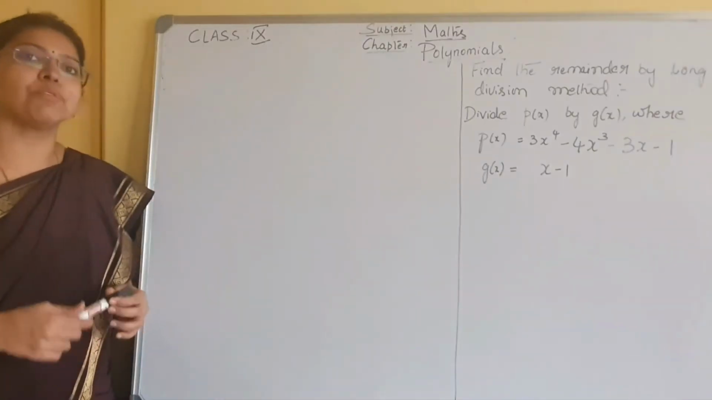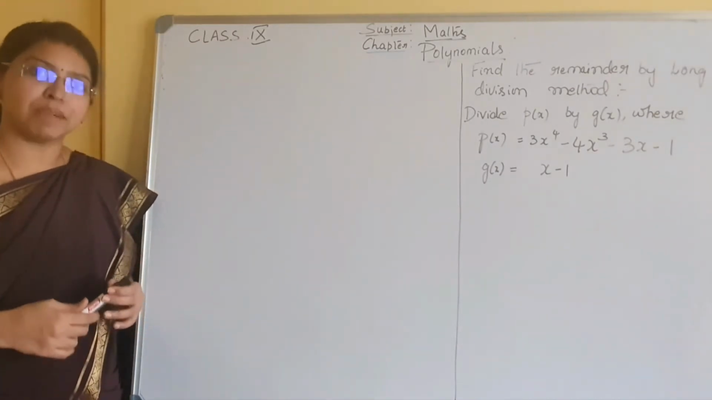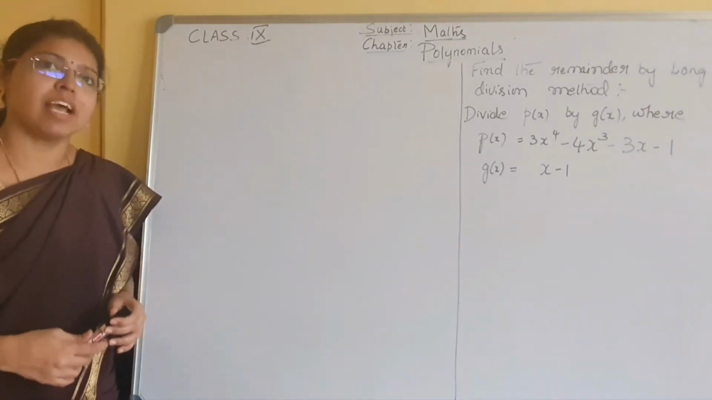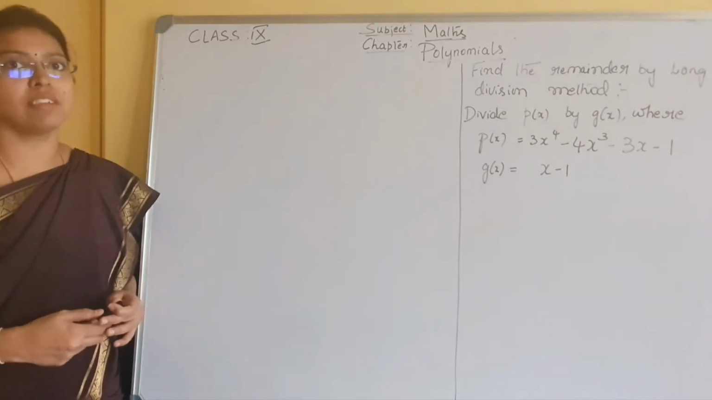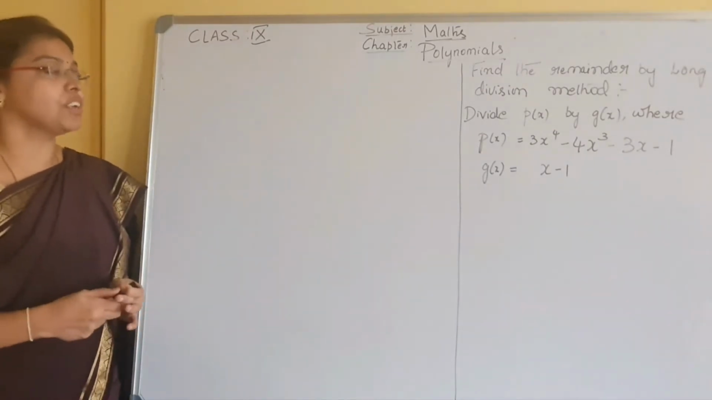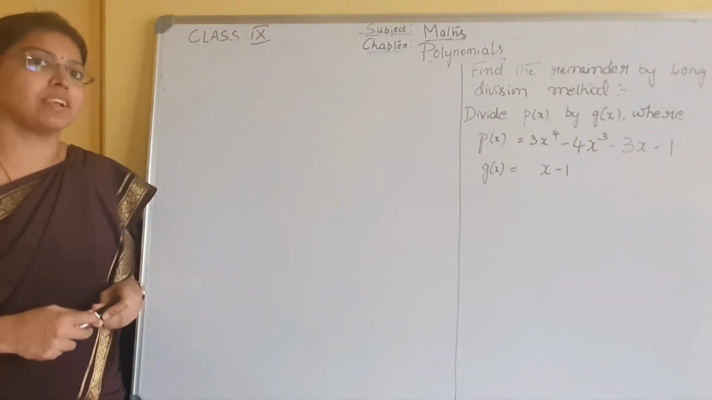Hello children, welcome to another online session. In the previous session in polynomials, you had learned the basic definitions of polynomials and types based on degree and number of terms. And we also learned zero of the polynomial. In this session, we will learn division, that is to get the remainders when two polynomials are divided.